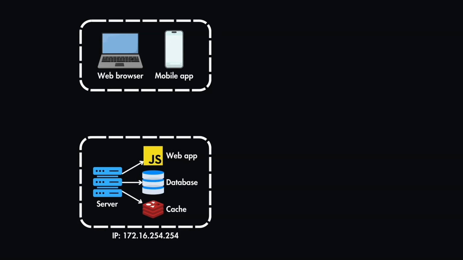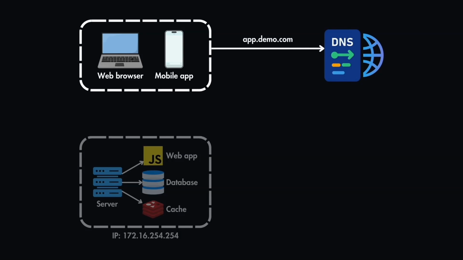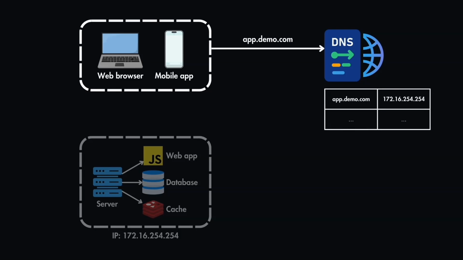Initially, our users don't have this IP address. They have the domain which they are trying to access. Let's say it's app.demo.com. So if they just type this domain name and hit enter, their web browser, for example, will contact the DNS, which stands for Domain Name System. This is a provider which maps the domains to the IP addresses. And in our case, let's say our domain name is mapped to the IP address, which is the server's IP address that we have. So now this DNS provider will send the IP address back to the web browser or to the mobile app, to our clients.